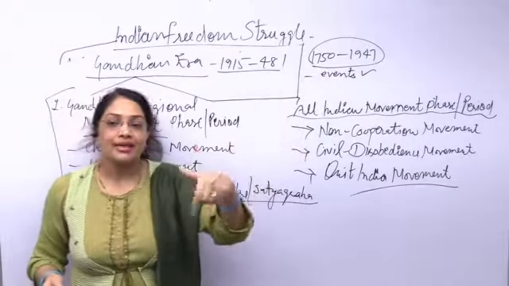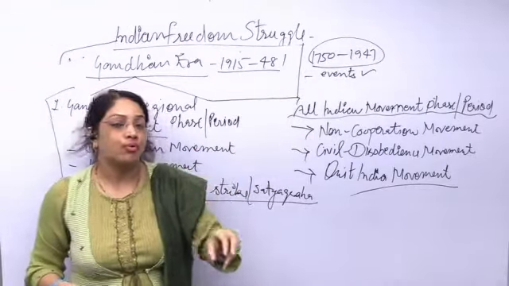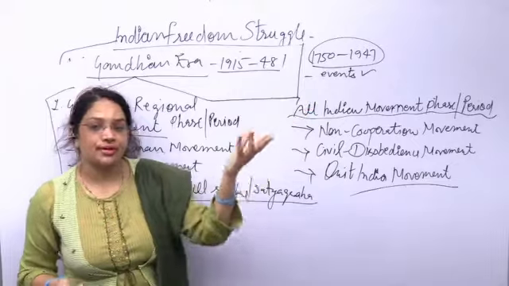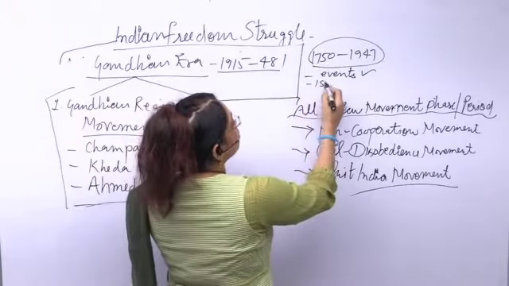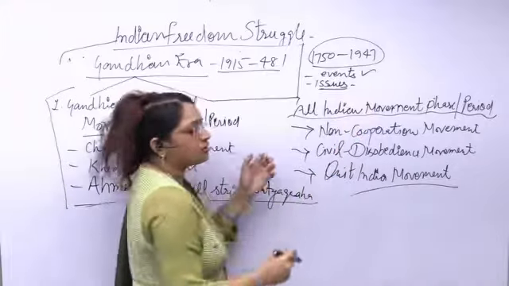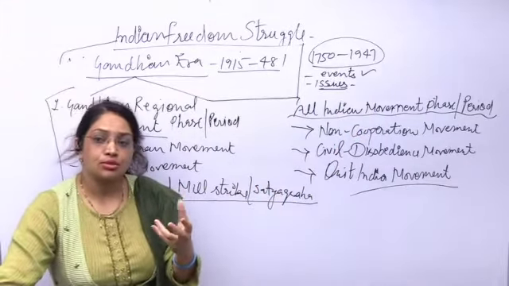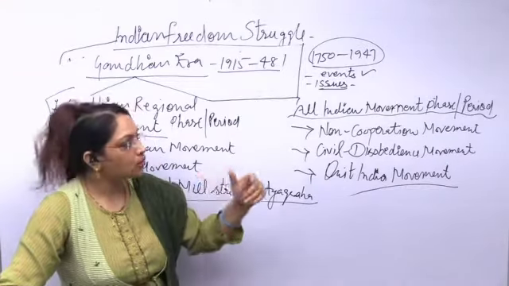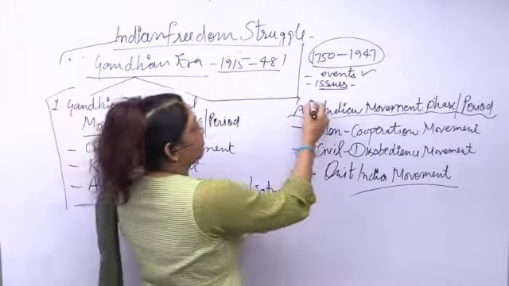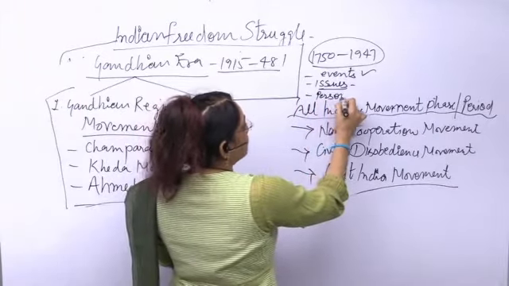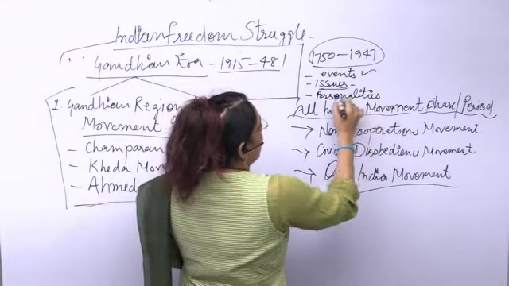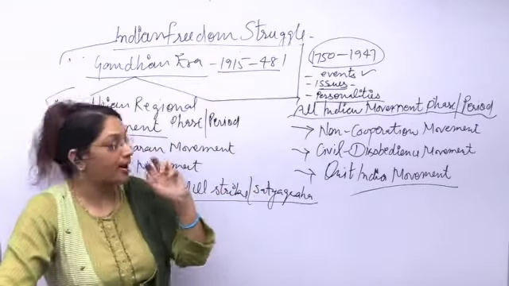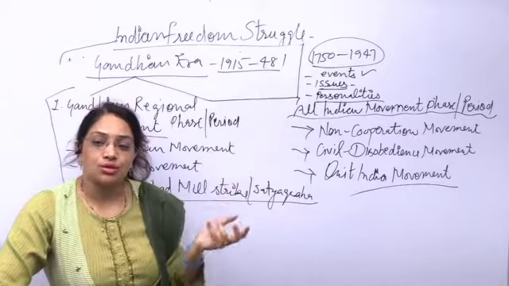For example, the 1857 revolt was the most important event, so we can include it in the events. The other thing is issues. Issues means what are the problems, like the problems of the moderate phase of the Indian freedom struggle. And the next one, very important, is personalities, right? If you have gone through the previous question papers of mains, you will find that many questions were asked on the basis of personalities.